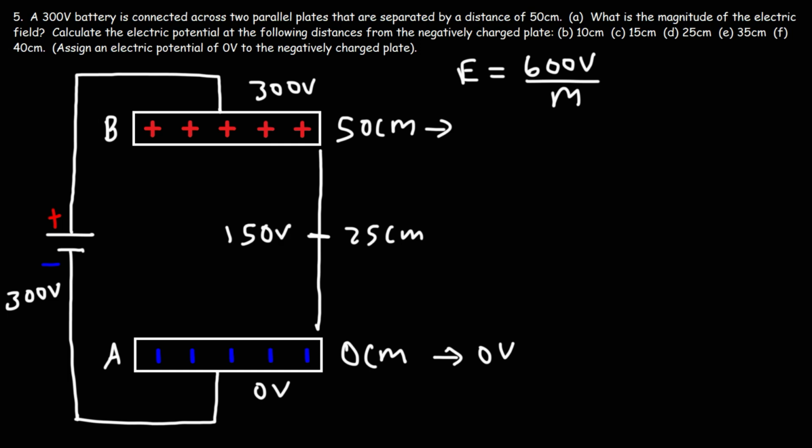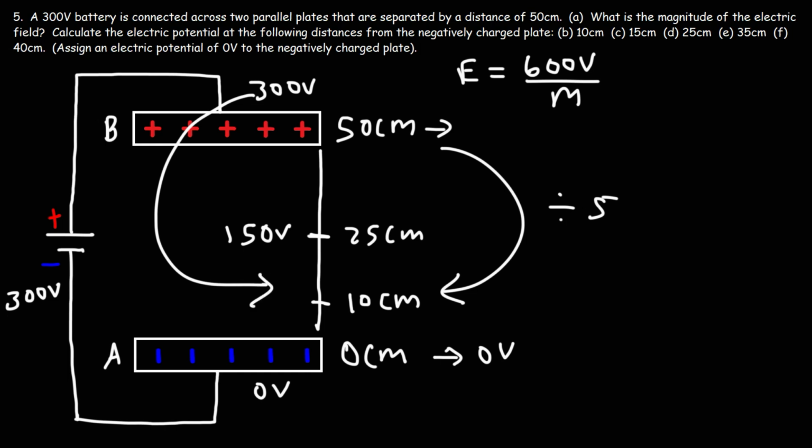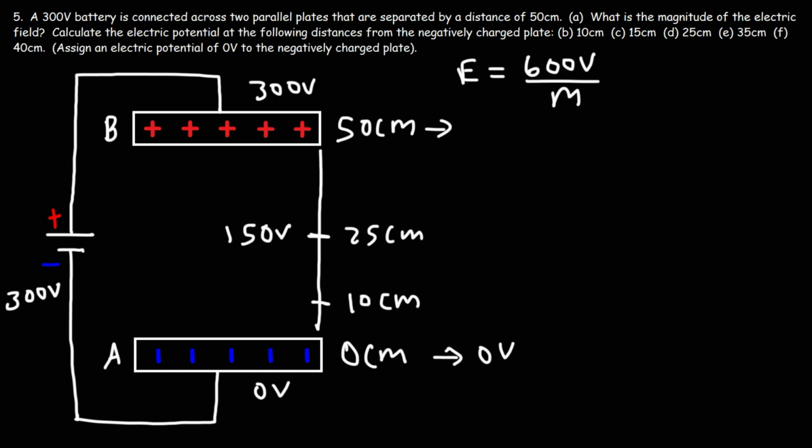Now, what is the electric potential, let's say, at 10 centimeters above the negatively charged plate? You can also do this conceptually. If 50 centimeters corresponds to 300, what does 10 centimeters correspond to? Going from 50 to 10, we'll need to divide by 5. So going from 300 to the number that should be there, we'll need to divide by 5 as well. 300 divided by 5 gives you 60 volts.